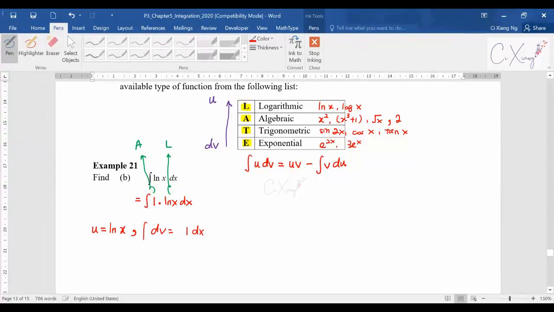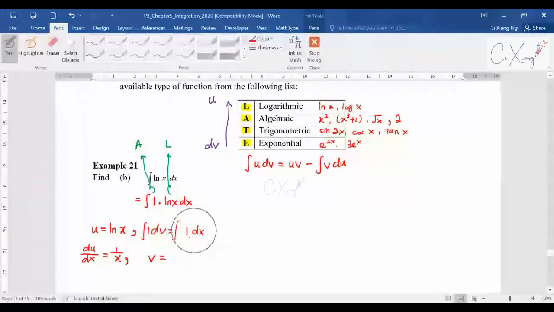And because I need to integrate this, I need to put the integration sign, and this is the 1. For u, you need to do the differentiation. So what is du over dx? Du over dx, differentiate ln x, you get 1 over x. Integrate 1 dv, you get a v. Integrate 1 dx, you get an x.